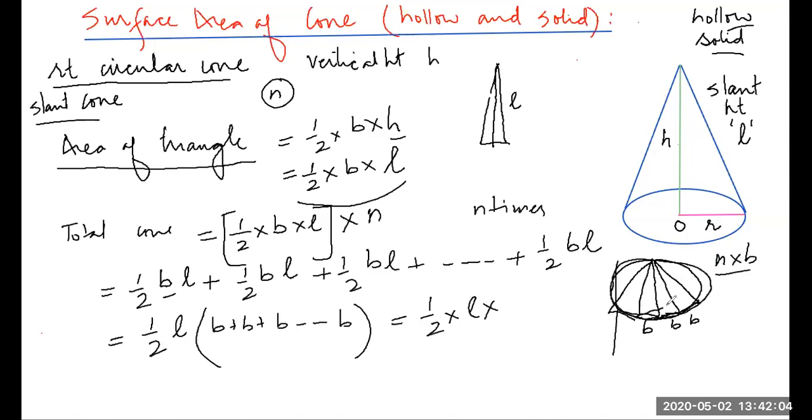We already know the circumference of the circle is 2 pi r, because all these triangles are over this circle of radius r. So I can say n into B is equal to 2 pi r. Alright guys, this is 2 pi r, and you see guys, 2 cancels with 2. Ultimately what I get is pi r l. That's good. Unit square. So the surface area of a hollow cone is pi r l.